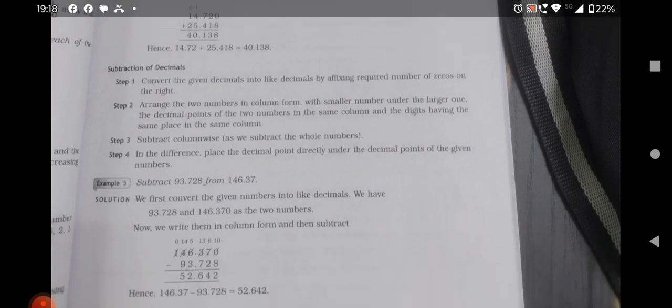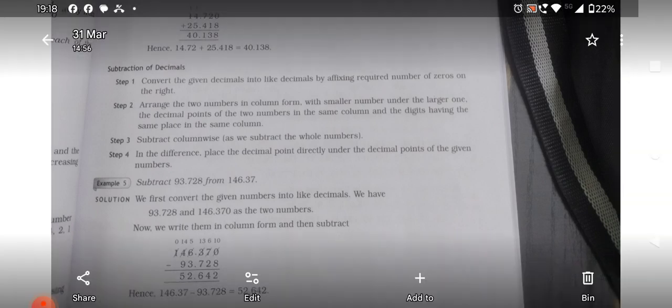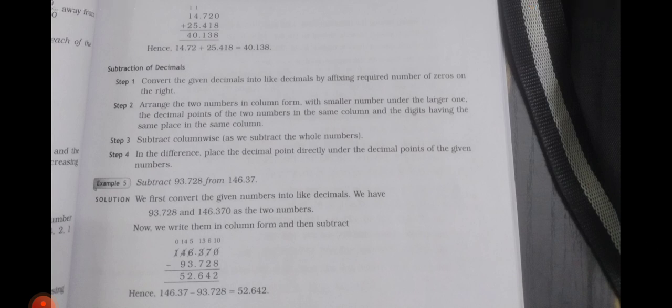Subtraction of decimals. 1. Convert the given decimals into like decimals by affixing the required number of zeros on the right. 2. Arrange the two numbers in column form, smaller number under the larger one. The decimal points of the two numbers in the same column and the digits having the same place in the same column. 3. Subtract column wise as we subtract whole numbers. 4. In the difference, place the decimal point directly under the decimal points of the given numbers.